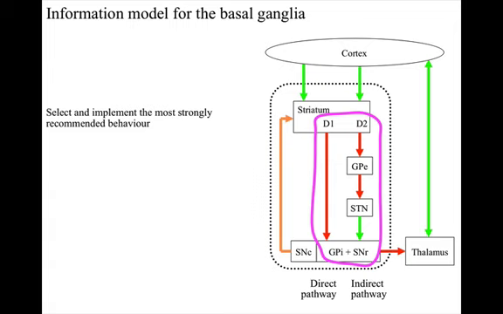The determination of the most strongly recommended behavior overall is performed between the direct and the indirect paths. In the GPI-SNR, neurons also correspond with behaviors. The GPI-SNR neurons fire tonically all the time, so they're constantly inhibiting their corresponding behavior. A selected behavior is implemented by a drop in the inhibition of the thalamus by the corresponding GPI-SNR neurons, which allows release of a set of cortical outputs to an appropriate target.